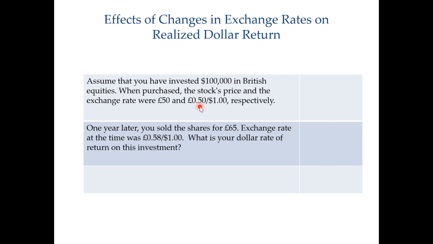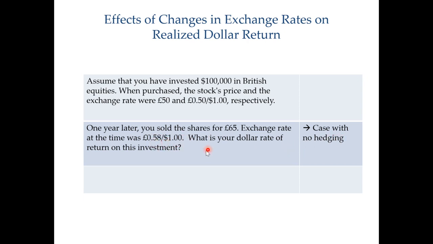So let's say a year goes by and you sold your shares for £65 each. So as you can see, stock price went up, but the exchange rate also moved too. Now 0.58 pounds is the equivalent to $1. So if you just go ahead and sell your shares for £65 and convert your proceeds into dollars at the spot rate at that time, what is your dollar rate of return? And in this case, you obviously have no hedging. You're simply converting your pound proceeds from your sale into dollars at the spot rate at the time.